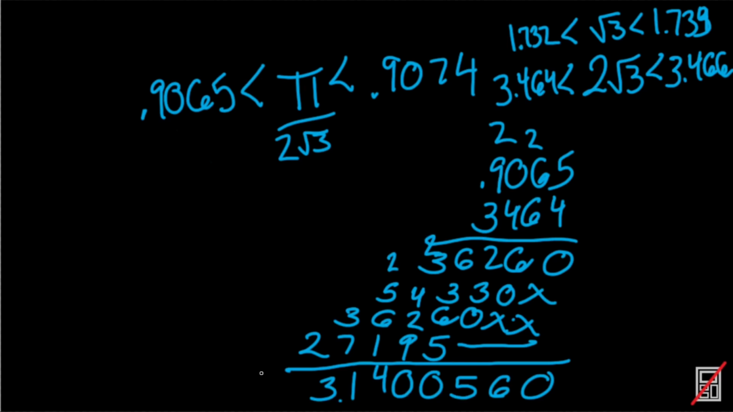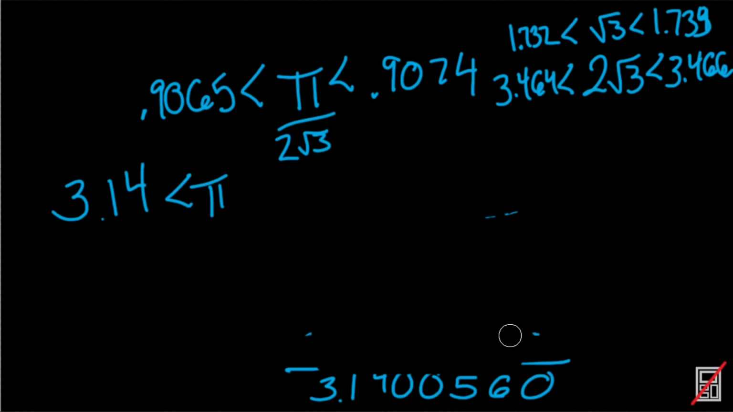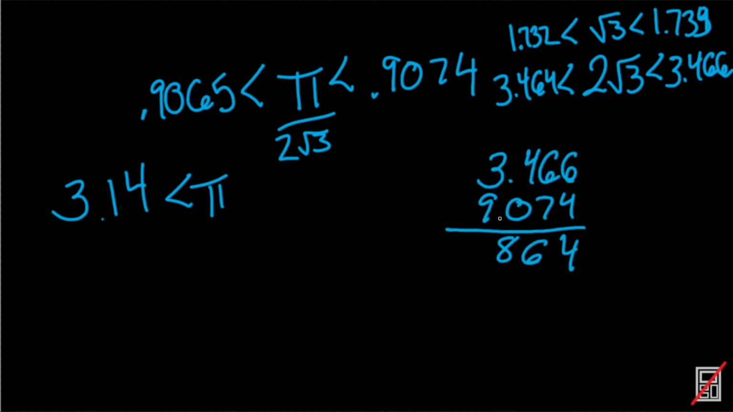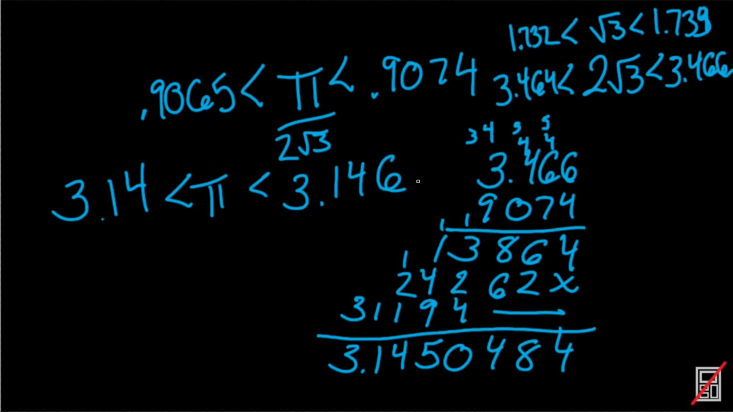And we barely scrape 3.14 being less than pi. On the other end, zooming through the rest of it real quickly. And on the upper bound, we get 3.146. And there we go. We have proved rigorously, other than root 3, that pi starts with the digits 3.14.